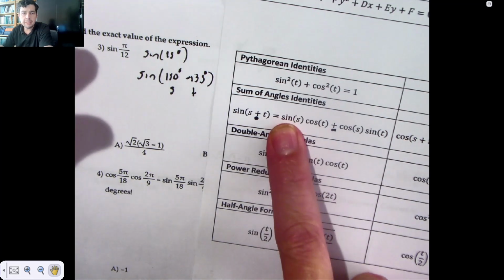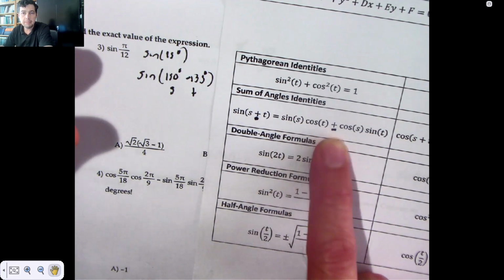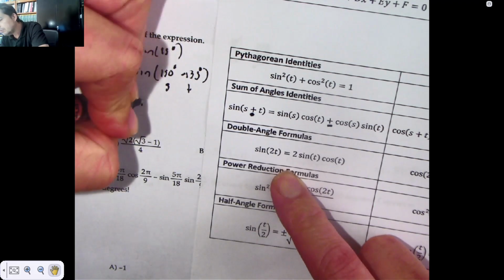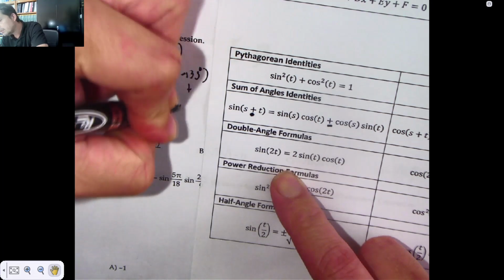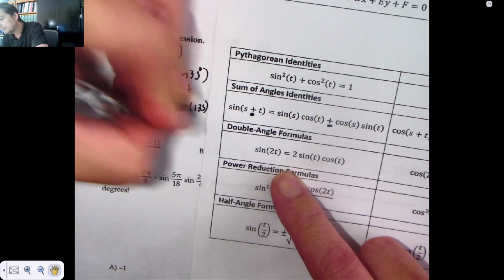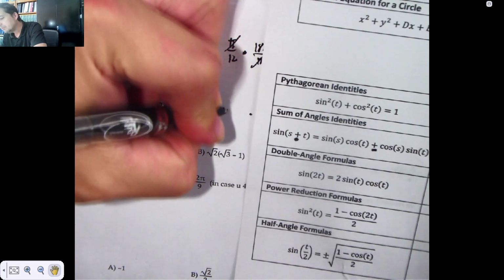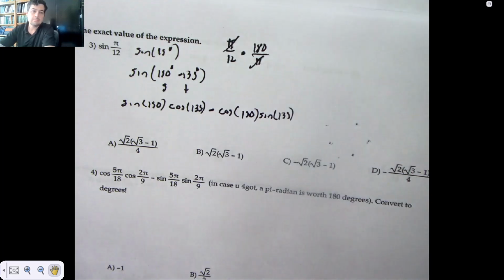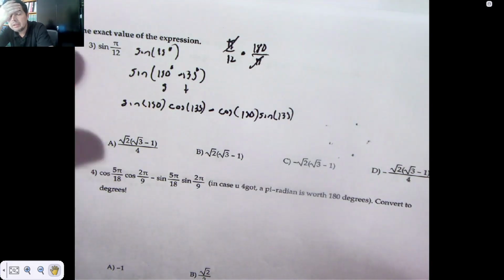But anyways, it's sine S cosine T minus cosine S sine T. Sine 150 cosine 135 minus cosine 150 sine 135. And then I just got to think about my unit circle. That's what I've got to do. If I'm at 150 degrees, I'm pretty confident that the y value is a half.